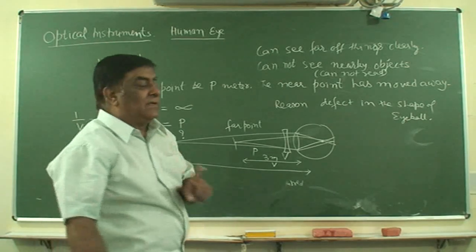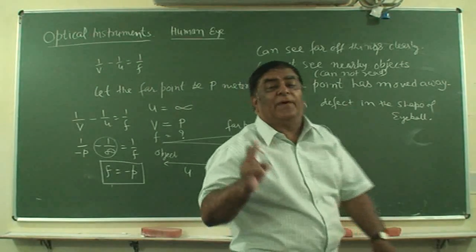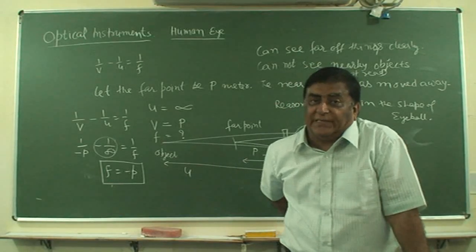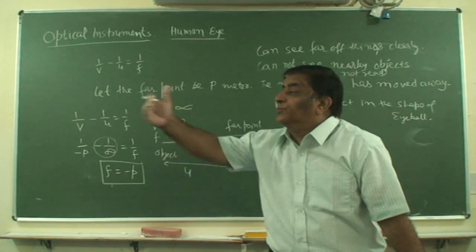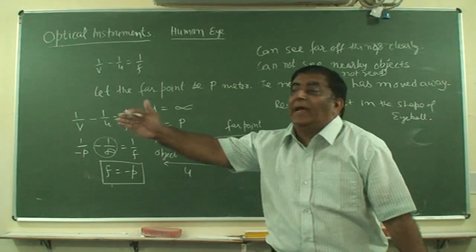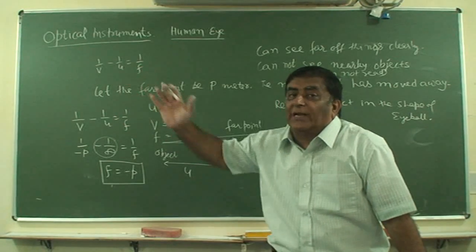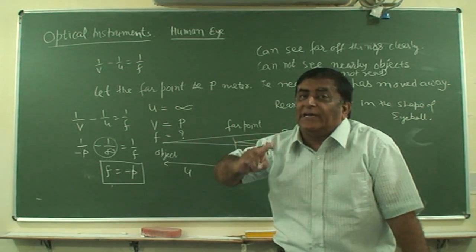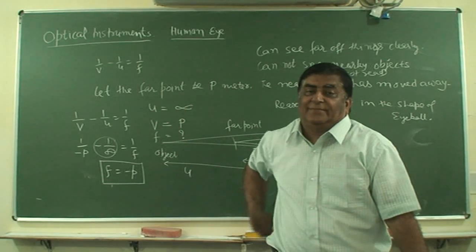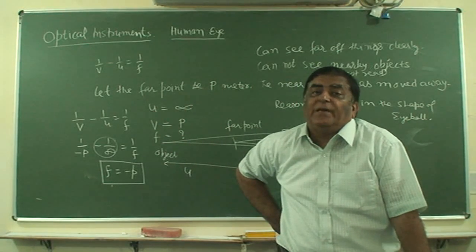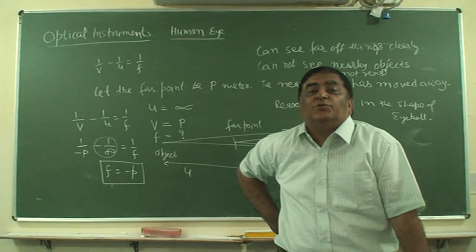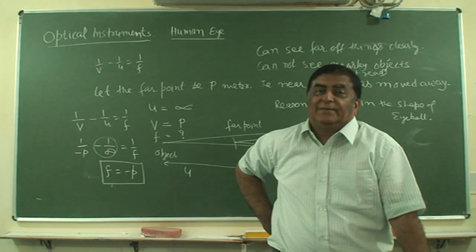Now this makes it a very simple thing. If a person is able to see only up to 80 centimeters and beyond that things are not clear, he can see only up to 80 centimeter. Then what should be the focal length of the lens he should use? The answer.